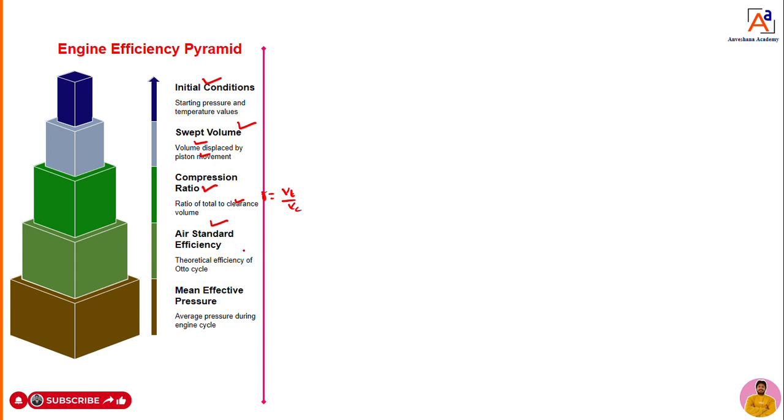Then air standard efficiency. What is air standard efficiency? That also you should know. That is the theoretical efficiency of the Otto cycle. We already know that; we have derived the equation that we need to calculate. Next, after the air standard efficiency, you have to calculate the mean effective pressure. What is that mean effective pressure? The pressure which is going to act over the surface of the piston is nothing but the mean effective pressure. These are some important terms you should know before calculating the Otto cycle efficiency and mean effective pressure for a given problem.